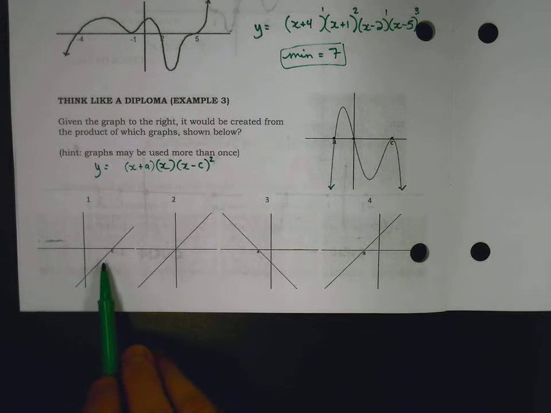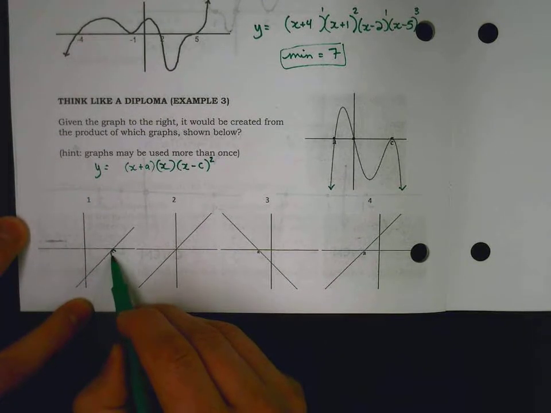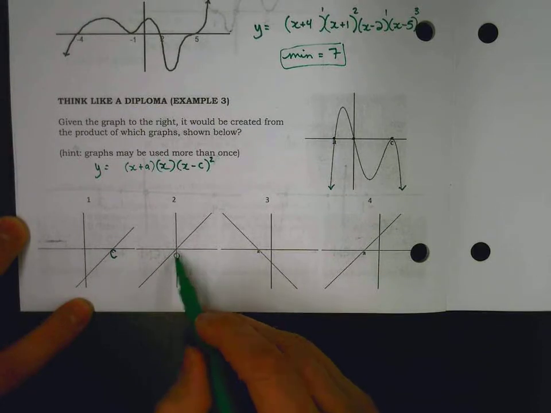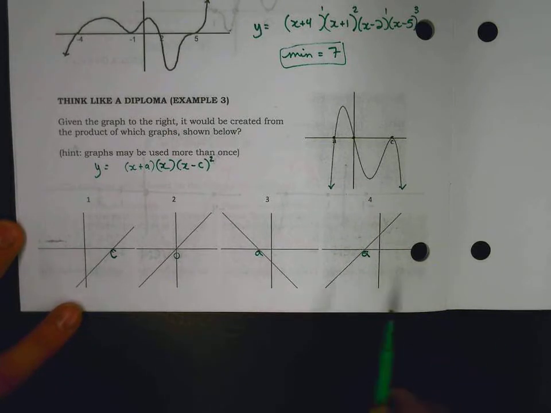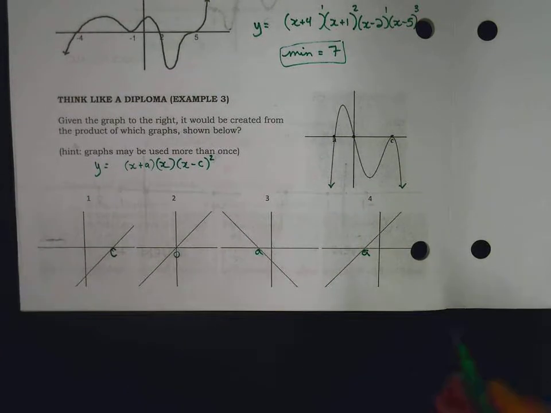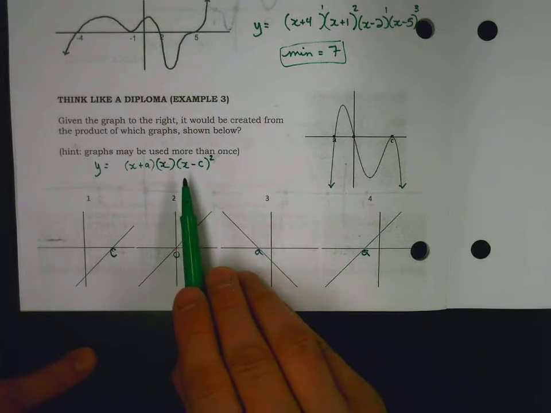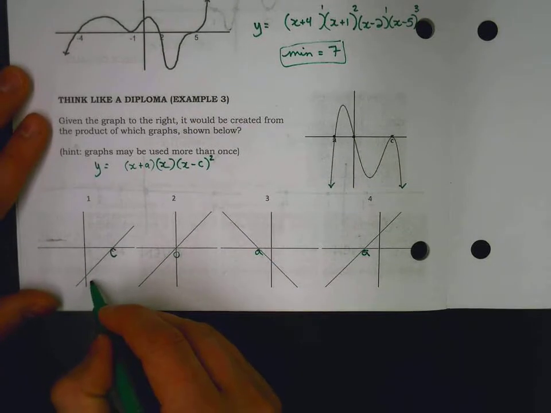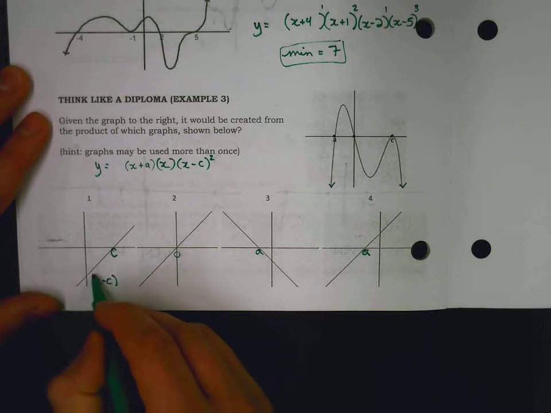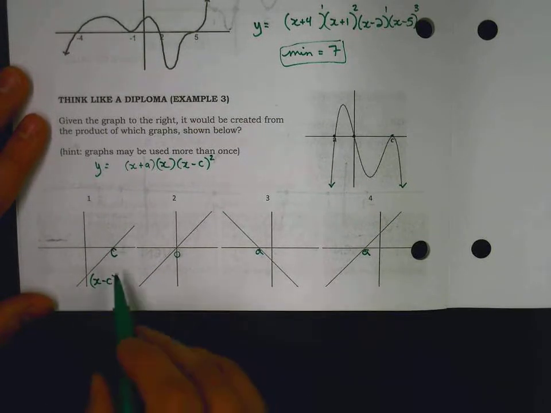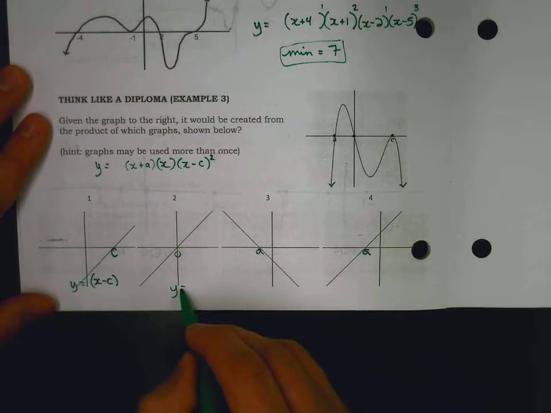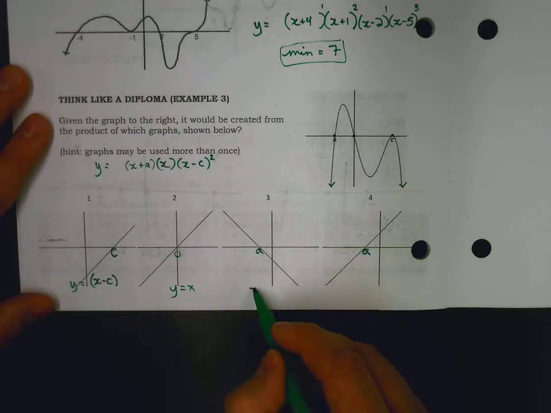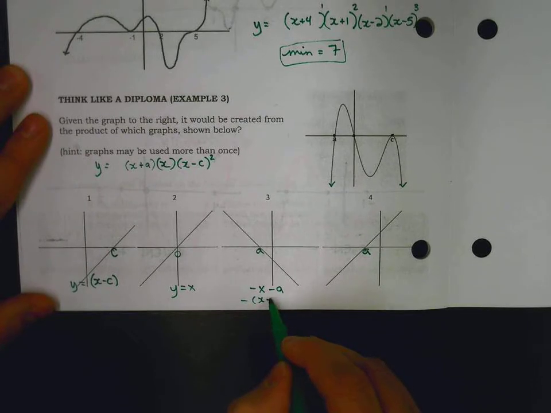So we're given 4 graphs, and they all have their own x-intercepts. One has a c, one goes through 0, one goes through a, and another goes through a. Which one of these produces an x plus a factor? Which one of these produces an x, and which one of these is x minus c? Now, these graphs all have their own equation, y equals x minus c. That's, again, a linear function, c units to the right. This graph is y equals x. This one is negative x minus a, or negative x plus a.